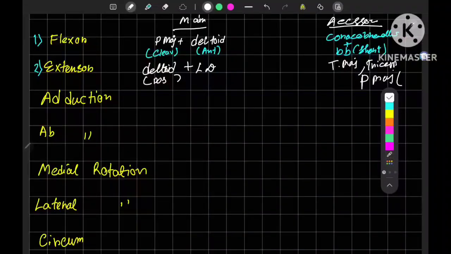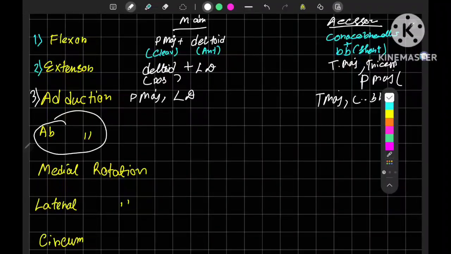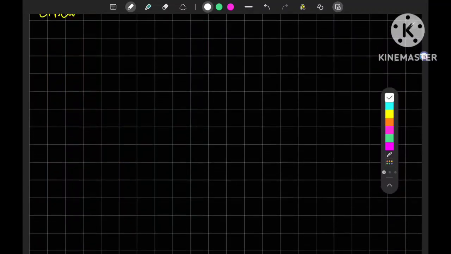Third is adduction. Adduction is by the pectoralis major and latissimus dorsi. The accessory set of muscles: teres major, coracobrachialis, biceps, and triceps. Then the abduction. This is the important thing.